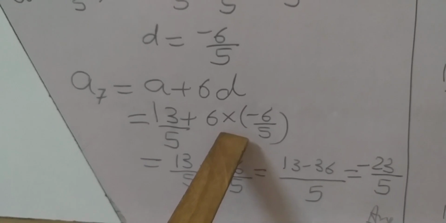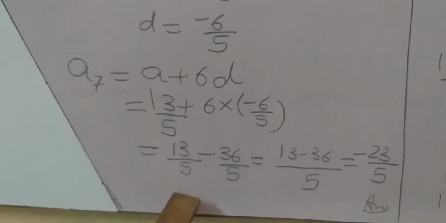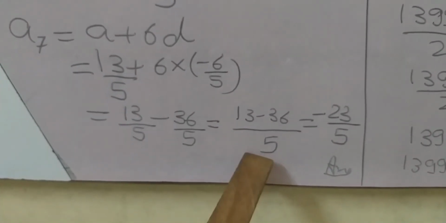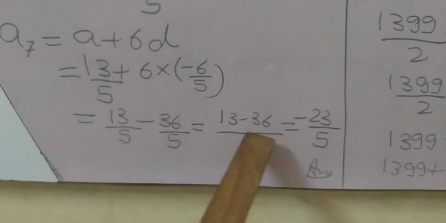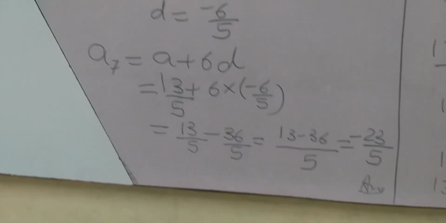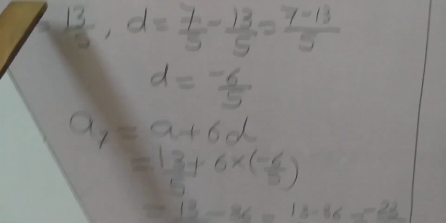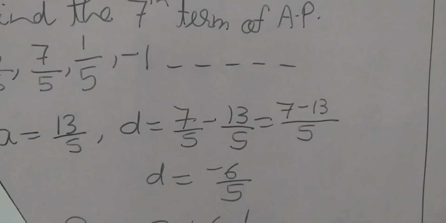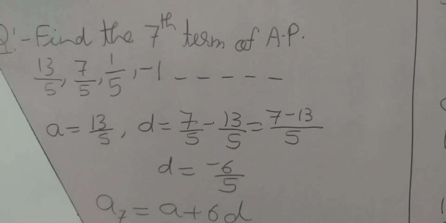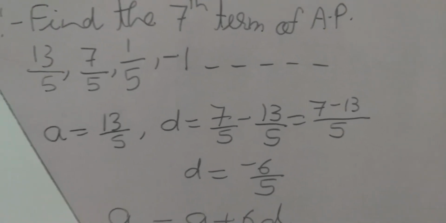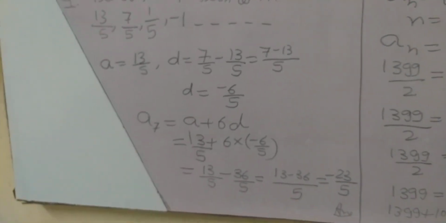So first of all we have to solve the multiplication. 13 upon 5 minus 36 upon 5. Take LCM 5. 13 minus 36 is minus 23 upon 5. So we can obtain here the seventh term. So similarly, students, the question may ask about the 50th term, 24th term, 100th term. So in the same way, we can obtain the required term.